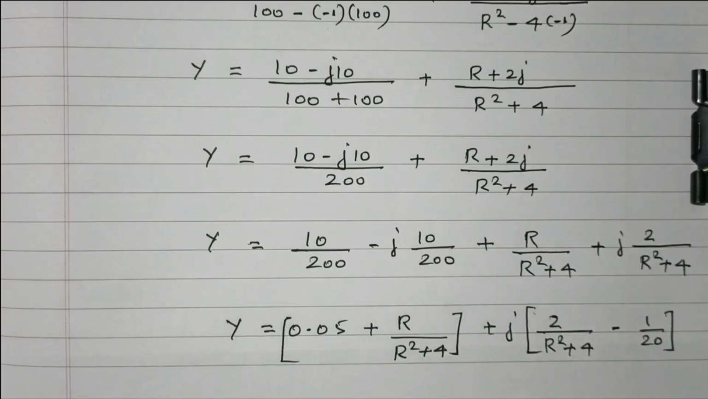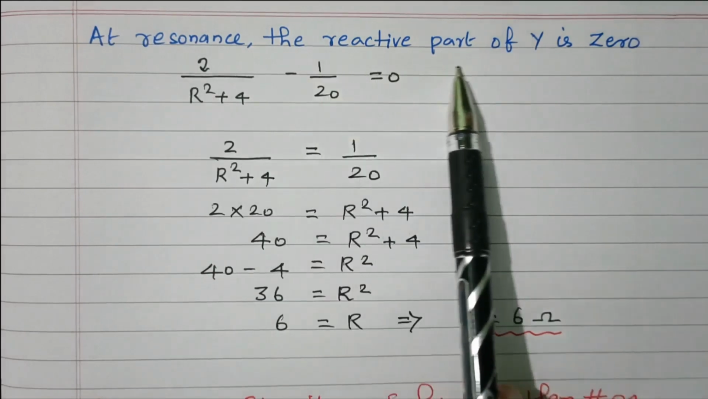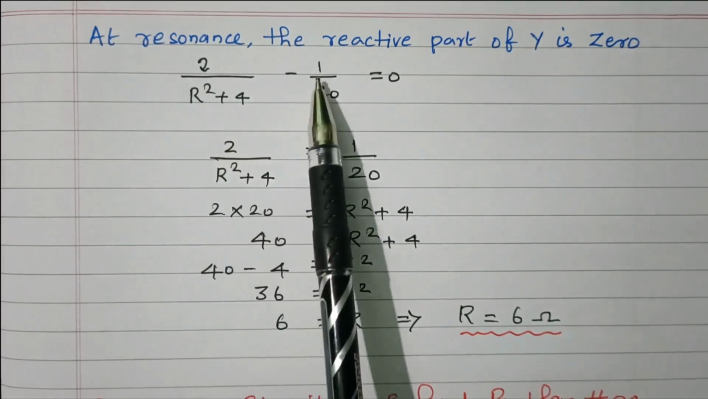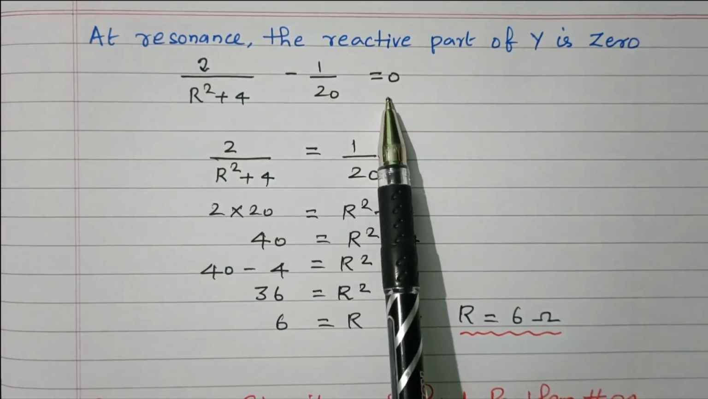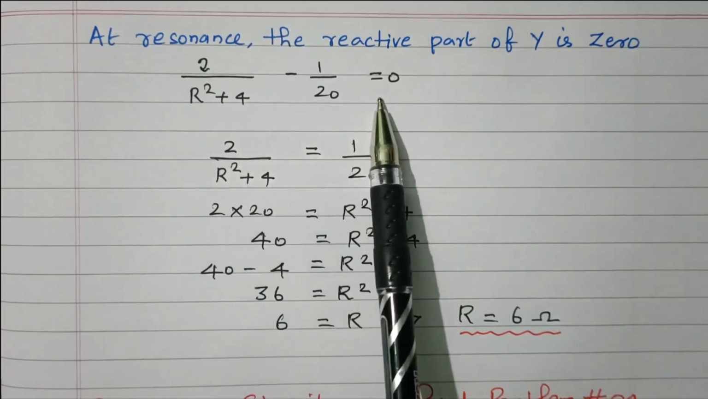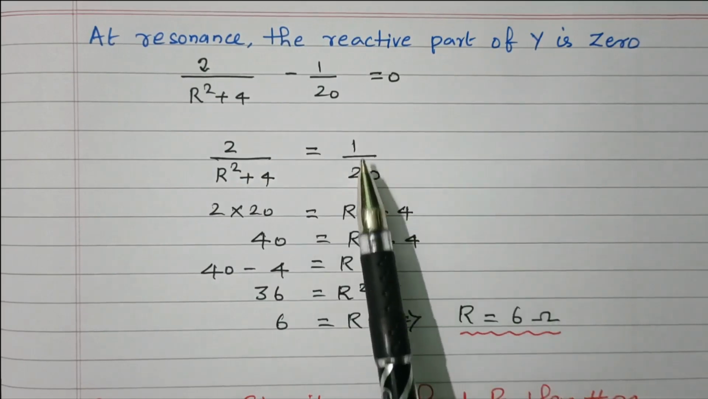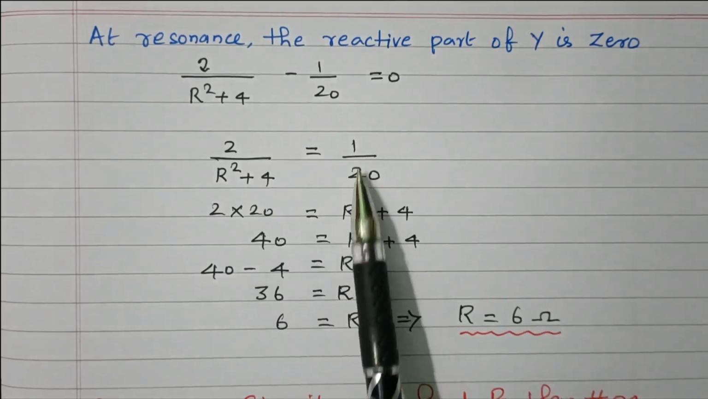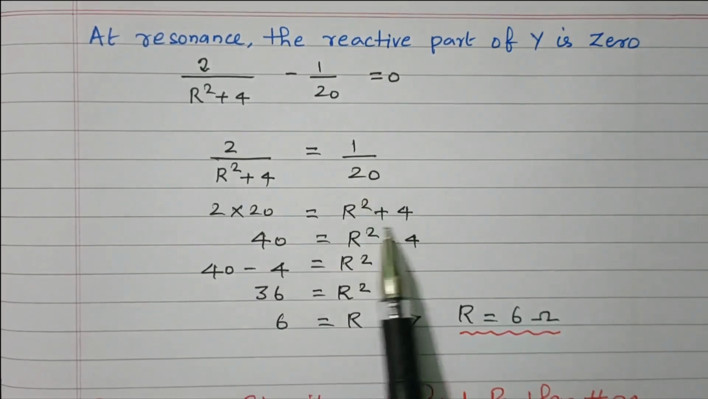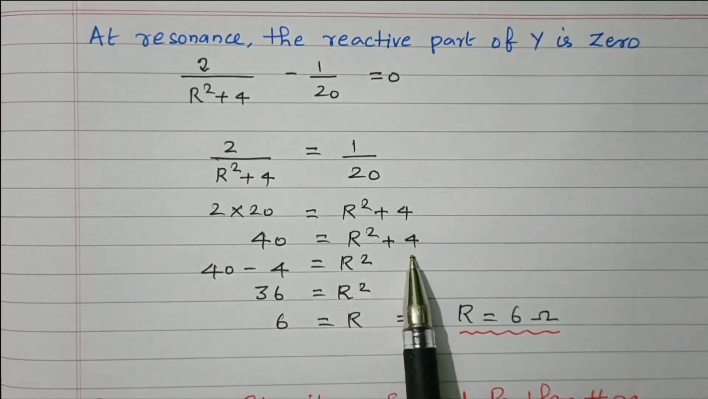Now we'll go for the further simplification. So at resonance, the reactive part of y is 0. 2 divided by r square plus 4 minus 1 by 20 equal to 0. That is the condition given in the problem. So we are equating the reactive part equal to 0. Bring this minus 1 by 20 that side, so it becomes plus 1 by 20. Now cross multiply this. 2 into 20, here 1 into r square plus 4. So 2 into 20 is 40 equal to r square plus 4.